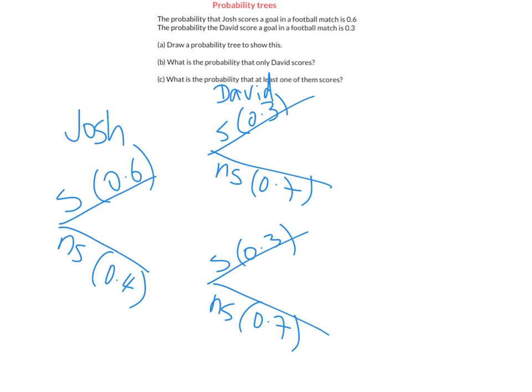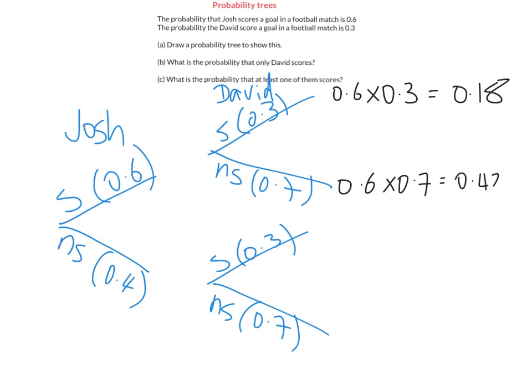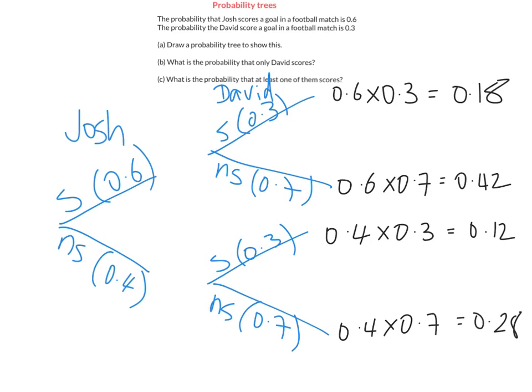I would normally just go one step further and multiply them all out. So this would be 0.6 times 0.3, which is 0.18. The next one would be 0.6 times 0.7, which is 0.42. The next one is 0.4 times 0.3, which is 0.12. And lastly, 0.4 times 0.7, 0.28.